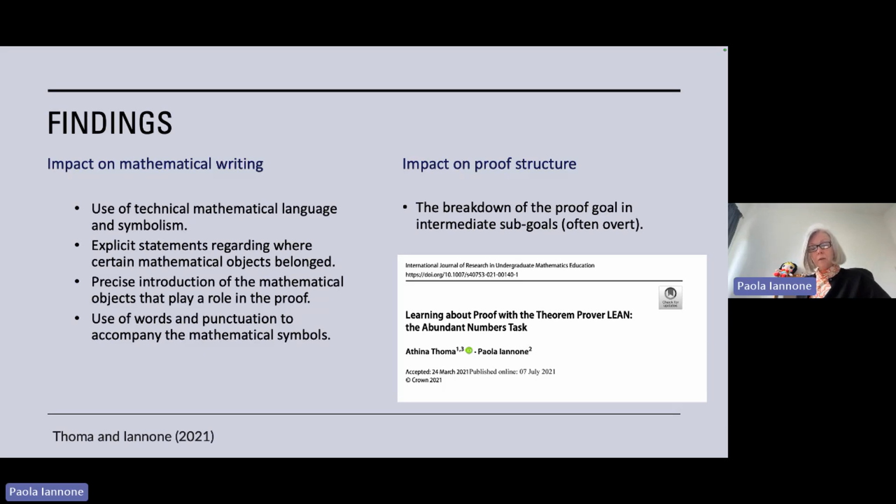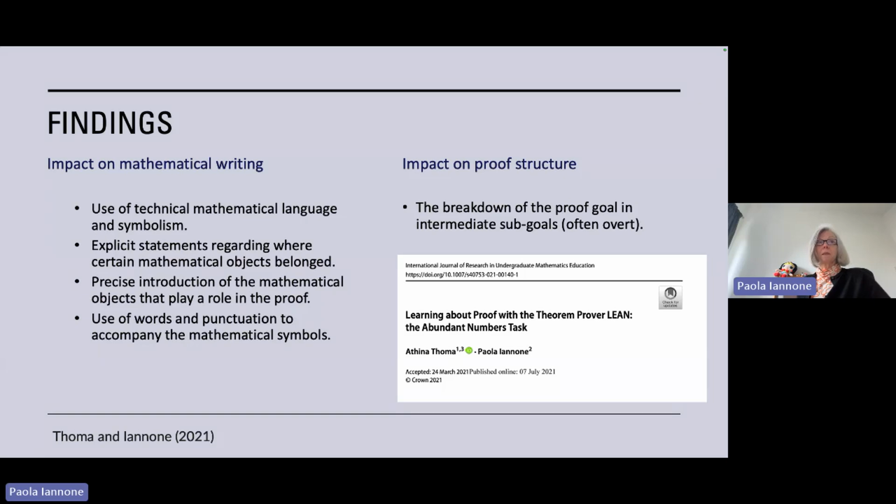Interacting with Lean allowed students to understand much better the differences between technical mathematical language, programming language, and natural language, which is the language we speak all the time. And this allowed them to be much better at writing proofs. So they were writing proofs in a way that a mathematician would be happy with, if you like. And this manifested in various ways.